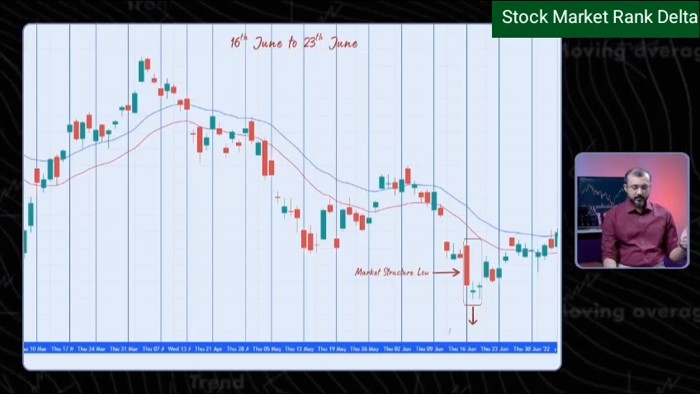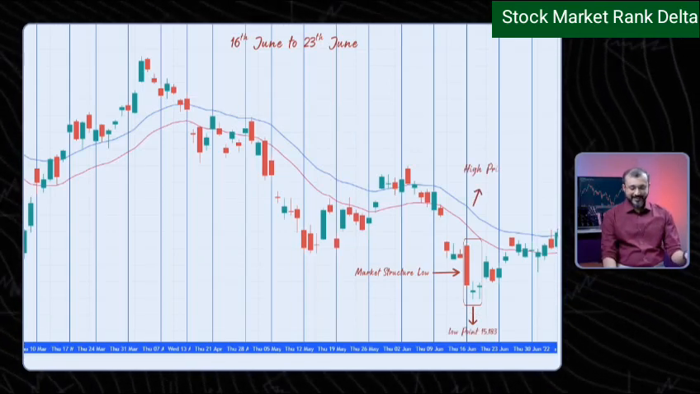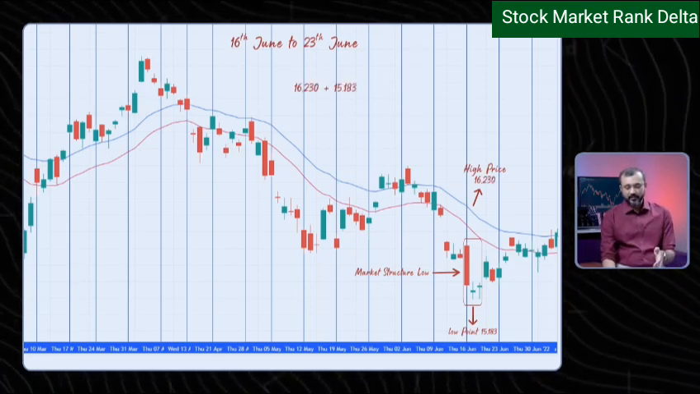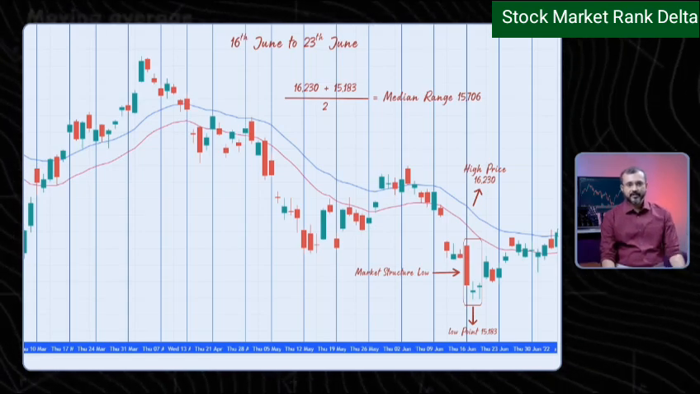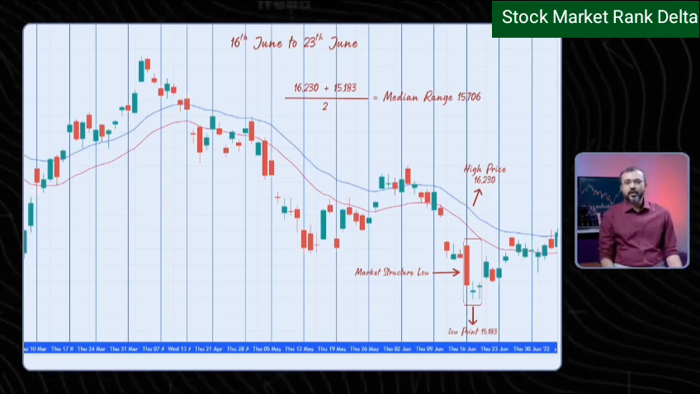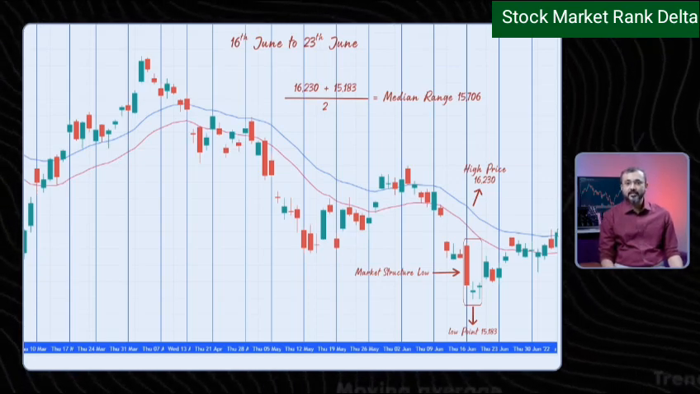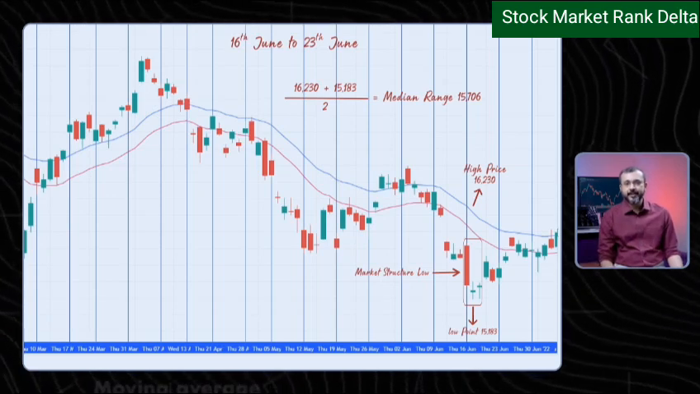So the low point is 15,183, the high point is 16,230. We add it, divide by 2, we get a value of 15,706. We short the 15,700 straddle. So we have shorted this straddle somewhere around 380 points, and this straddle has gone to zero. So this is the week where we have made the entire 380 points.